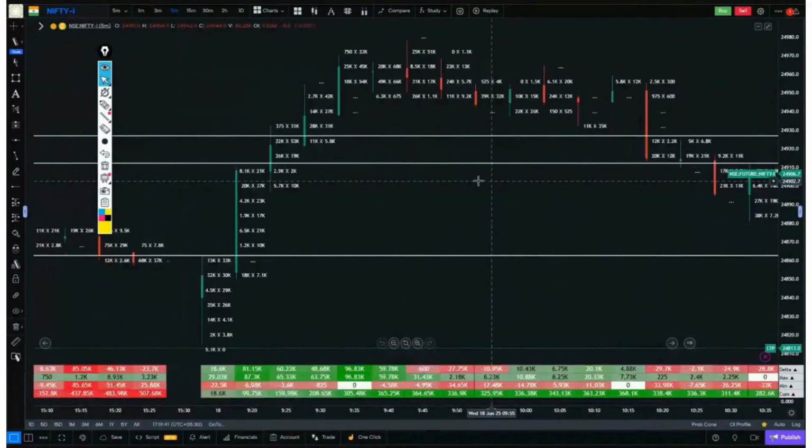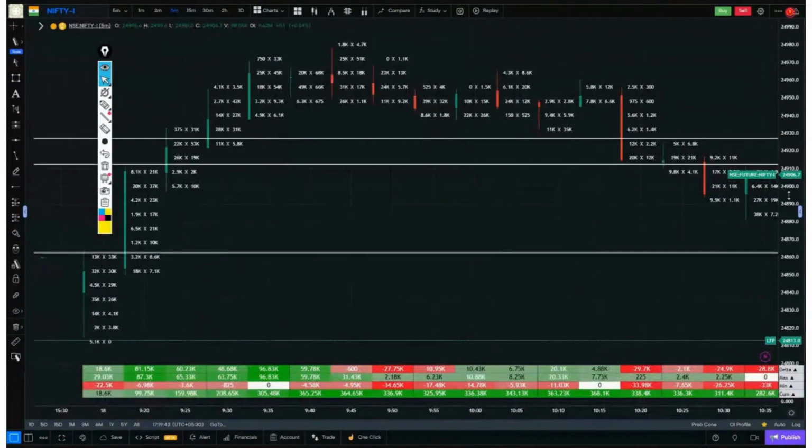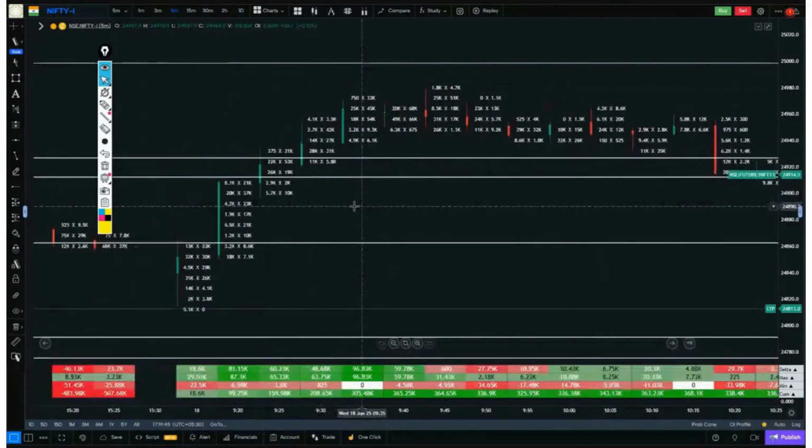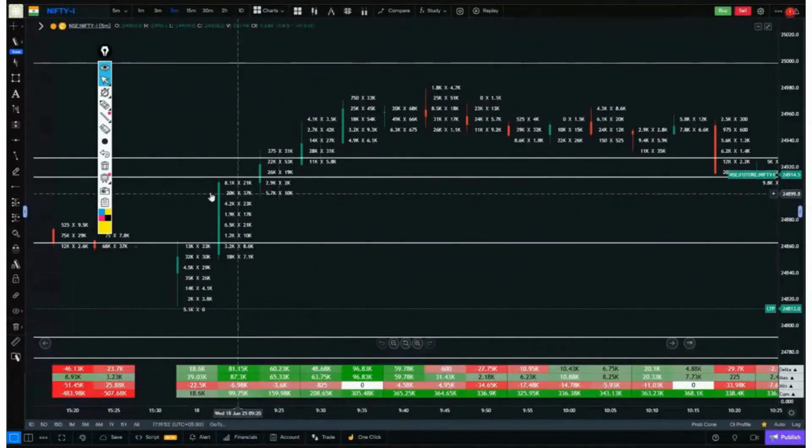Before you can read the footprint properly, you should know what delta is. Because with the help of delta, we read the footprints every day. Now, what exactly is this delta? For example, let's pick today's second candle. Alright, these are the footprints of that candle.